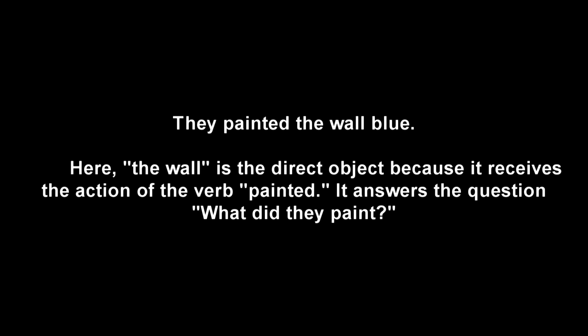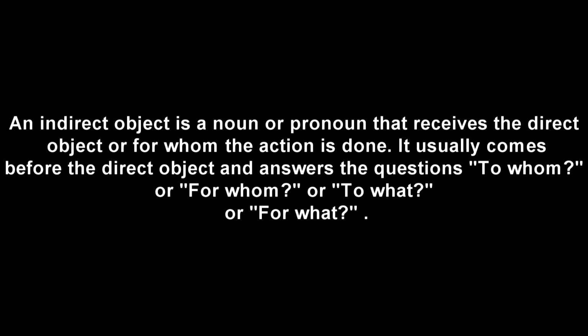They painted the wall blue. Here, the wall is the direct object because it receives the action of the verb painted. It answers the question: what did they paint? Now, we move to the indirect object. An indirect object is a noun or pronoun that receives the direct object or for whom the action is done.